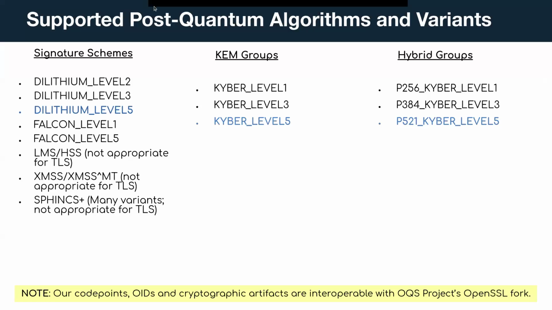So just a bit of, as I said earlier, there's a level 1 and a level 3 for Kyber and level 2 and level 3 for Dilithium. These are all just the post-quantum algorithms that we currently support.